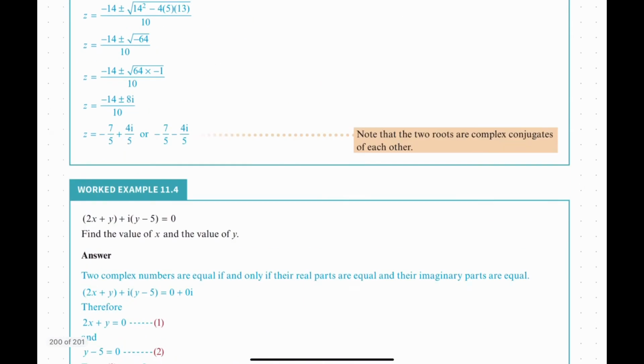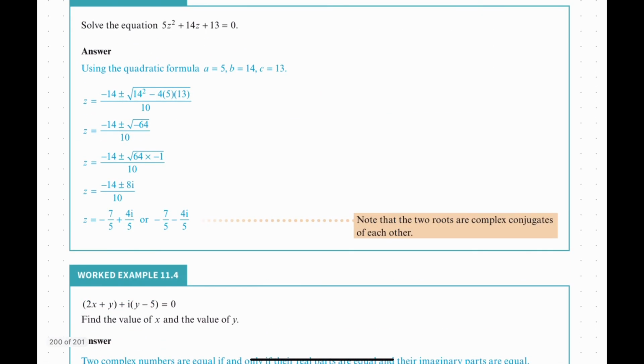The second worked example from the book is if you have 2x plus y plus i(y minus 5) equals 0, find the values of x and y. So this is using that first one, the equals. You can consider this as two different equations. Sorry, two different complex numbers.